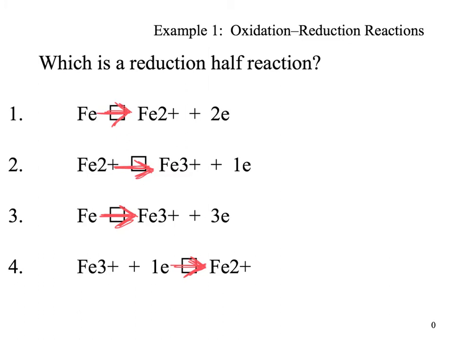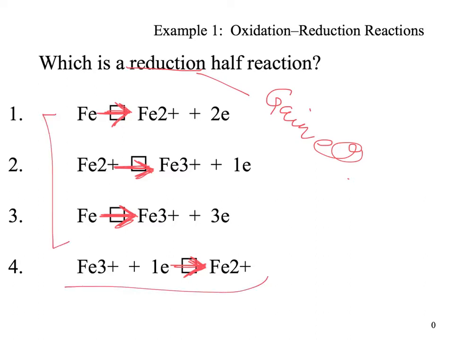The question is, which is the reduction half reaction? Notice reduction means that you're supposed to gain electrons. And so the first three are showing loss of electron. It's the last one which shows gain of electron. That's my reduction half reaction.